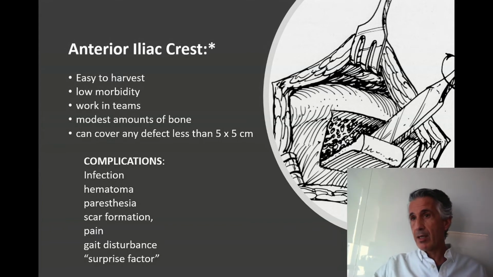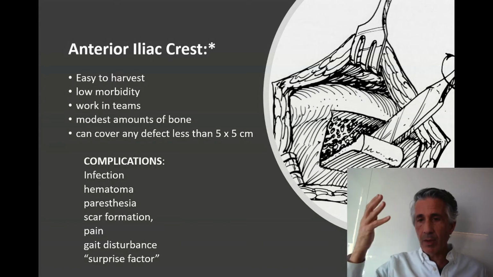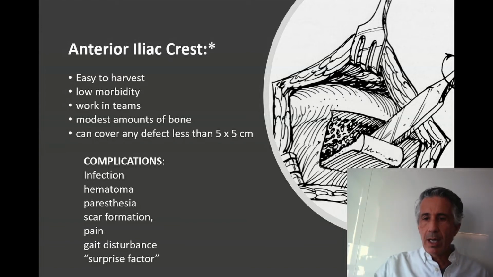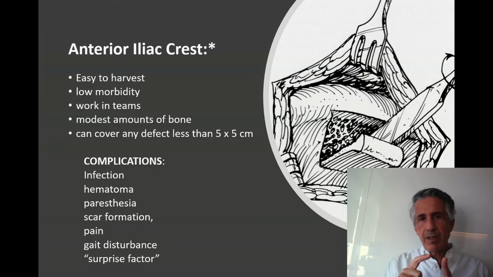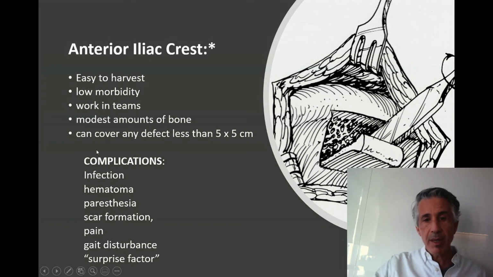In our case, I have the residents harvest the bone while I'm preparing the face, depending on what I'm doing. And they get a piece of bone from me in half an hour, and then I can use that bone right away. So we can work in teams, so it's quicker. And in general, the 5 by 5 centimeter piece of bone is what you can get, sometimes a little bit less. It depends a lot on the size of the patient.